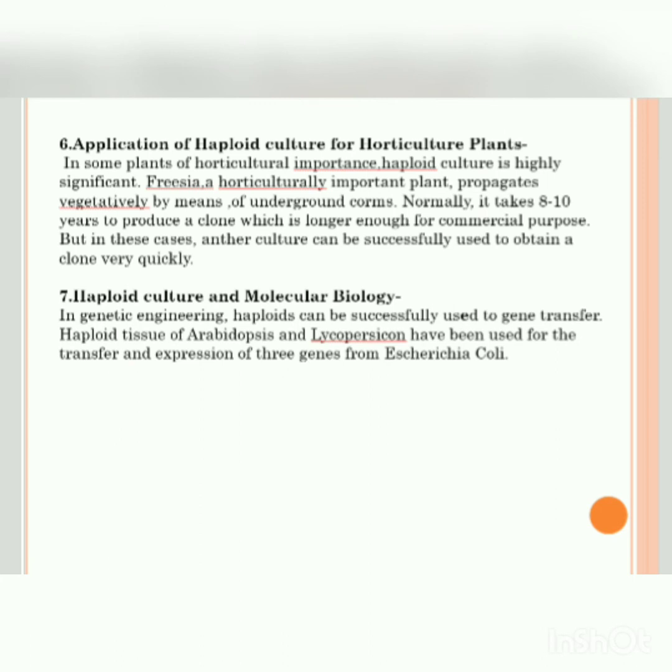The sixth is the application of haploid culture for horticultural plants. In some plants of horticultural importance, the haploid culture is highly significant. Freesia, a horticulturally important plant, propagates vegetatively by means of underground corms. Normally, it takes 8 to 10 years to produce a clone long enough for commercial purposes. But in these cases, anther culture can be used successfully to obtain a clone very quickly.